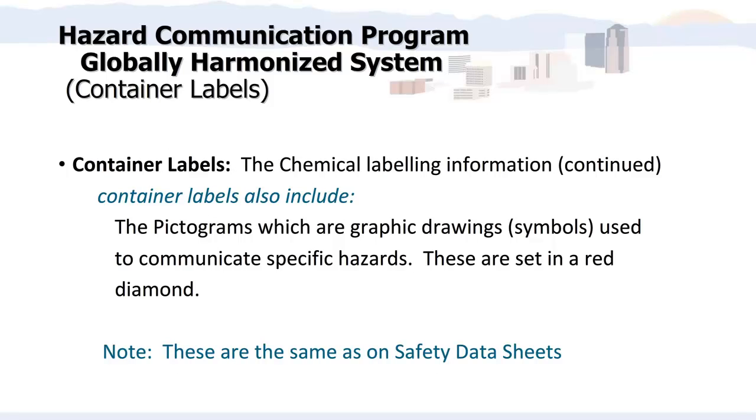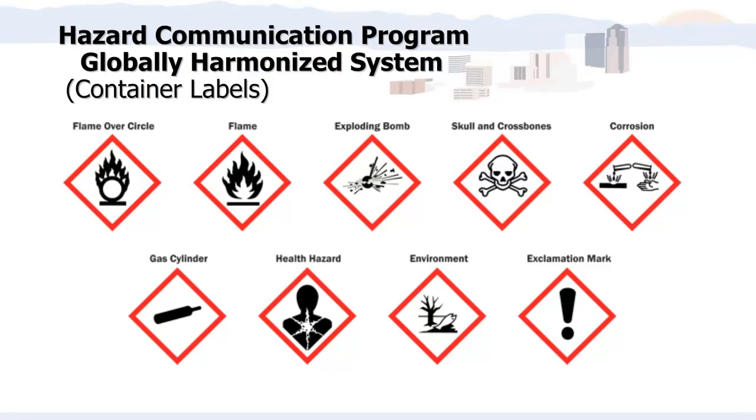A globally harmonized chemical label also includes the warning drawings or pictograms. These are the same pictograms that are on globally harmonized safety data sheets. Next we will show what these pictograms look like. The pictograms will always look the same and are easy to understand.